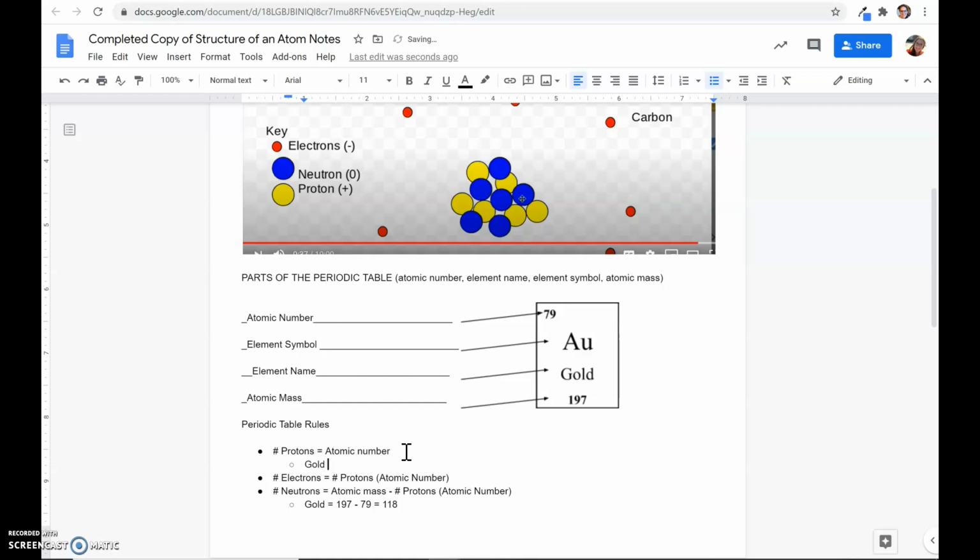So gold has 79 protons, gold has 79 electrons, and gold has 118 neutrons. So there you go. Just by looking at this square on the periodic table, you can figure out how many protons, neutrons, and electrons something has.